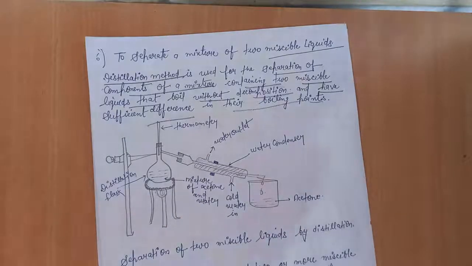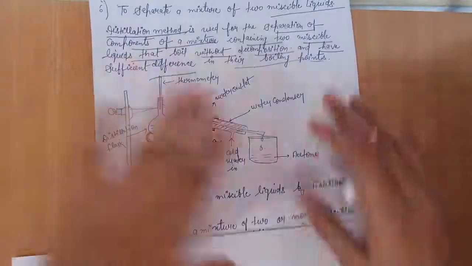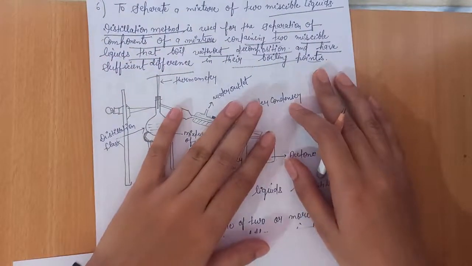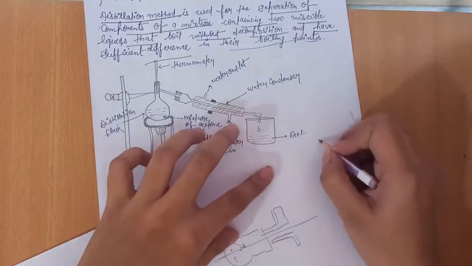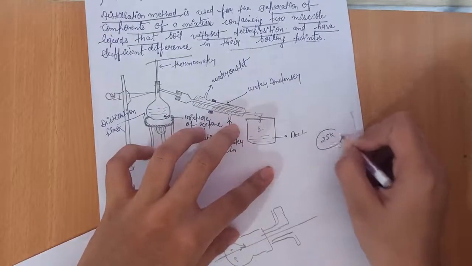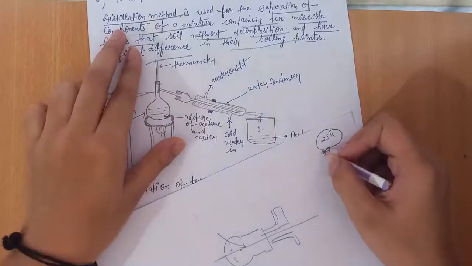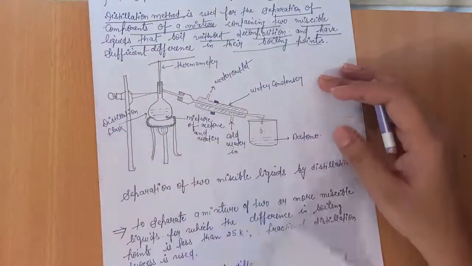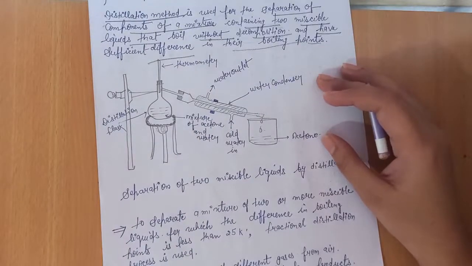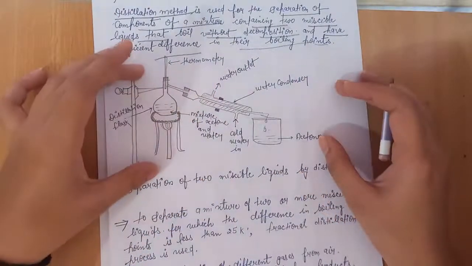So if the difference of the boiling points of the two components is more than 25 Kelvin, then we apply the distillation method to separate a mixture of two miscible liquids. So what we do in this condition? This is the apparatus of the distillation process.